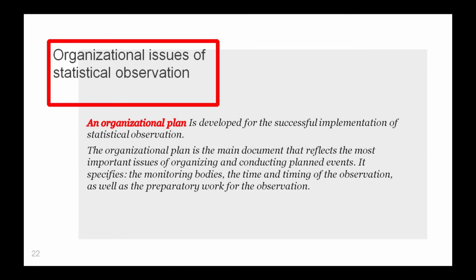Instructions are made for statistical forms. An instruction is a set of explanations and instructions, mainly for the program of statistical observation. The form and instruction for filling it out make up the tools for statistical observation. An organizational plan is developed for the successful implementation of statistical observation. The organizational plan is the main document that reflects the most important issues of organizing and conducting planned events.